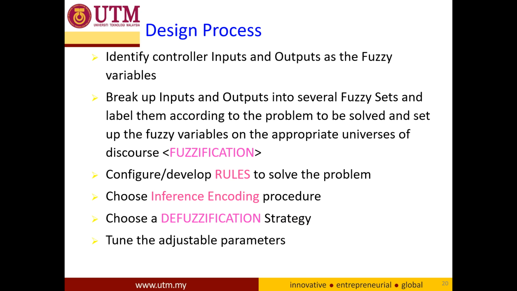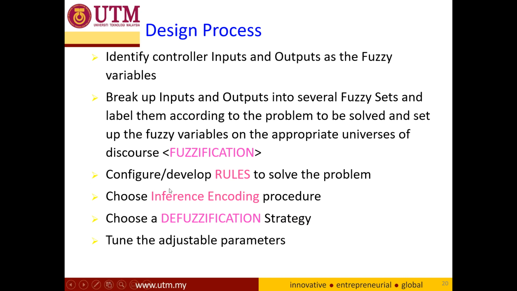Next, we have to break up our inputs and outputs into several fuzzy sets. As we have seen in module 2, these fuzzy sets are represented by membership functions. We have to label them according to the problem to be solved and set up the fuzzy variables on the appropriate universes of discourse. This is what we call fuzzification. The universe of discourse is the x-axis, so we have to set the range of values where our inputs lie.